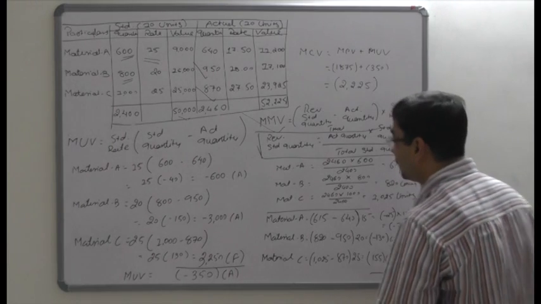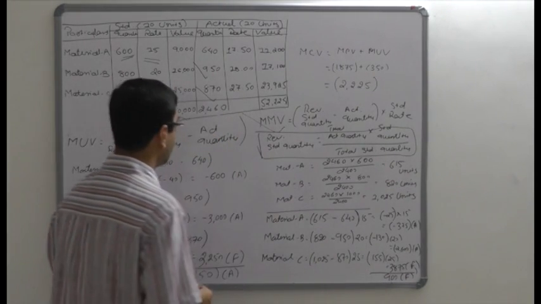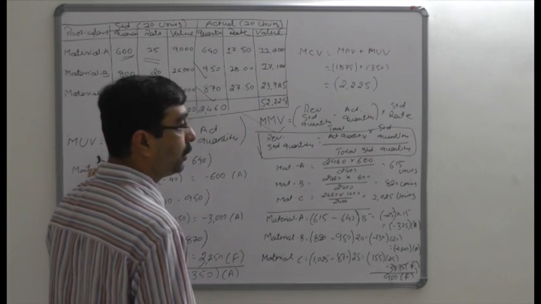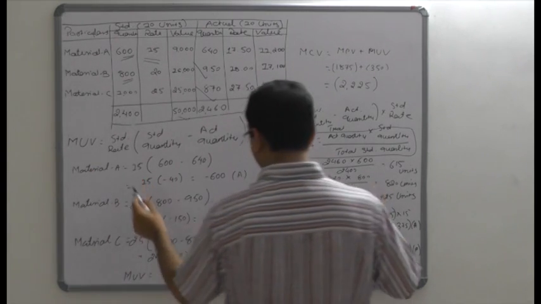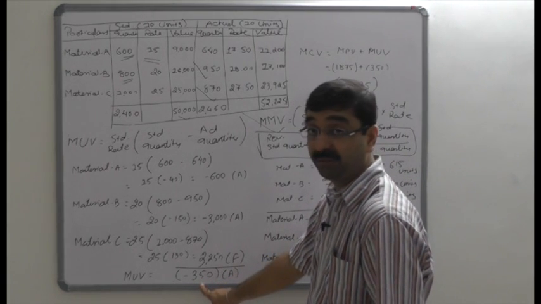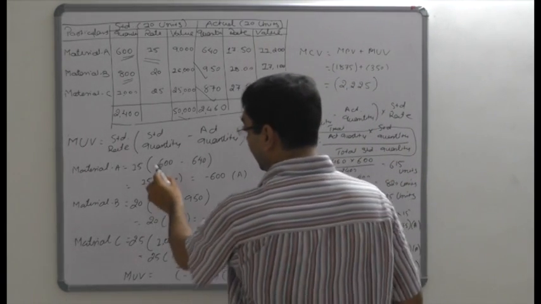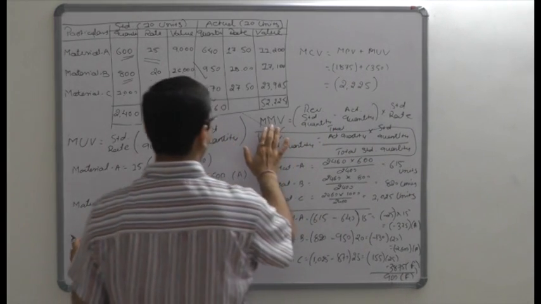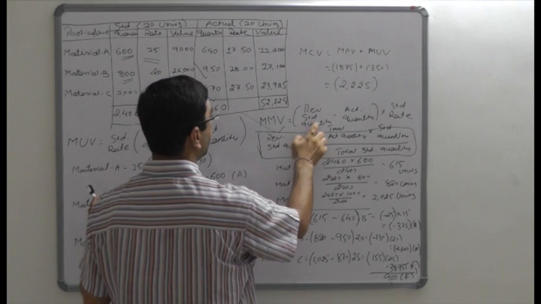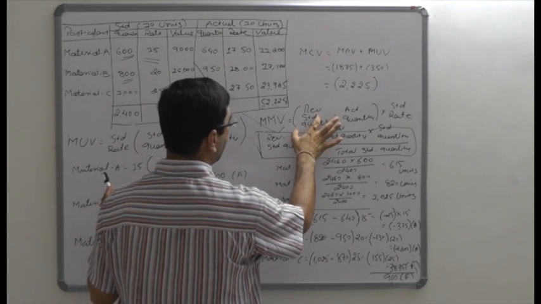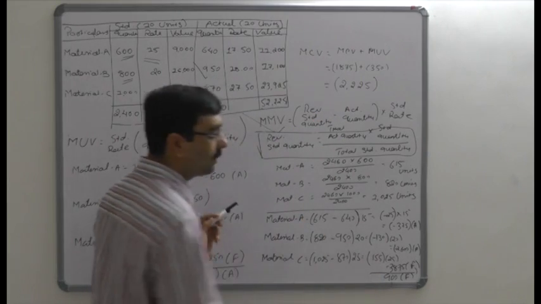When you use the material mix variances, this is also closely compared to material usage variance. If you have seen the material usage variance, your answer would be negative, that means adverse situation, 350 adverse. Here we are using a standard quantity, right? But in case of material mix variances, we are using a revised standard quantity, and as per the revised standard quantity, your answer comes in favorable.